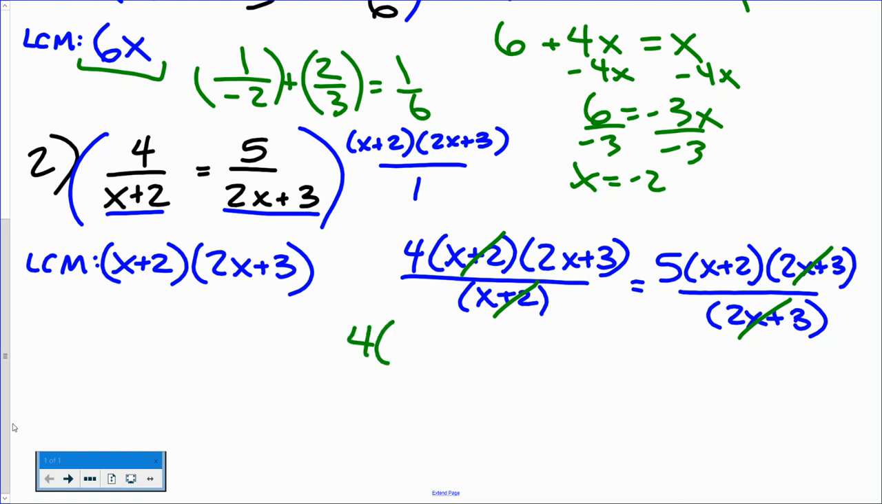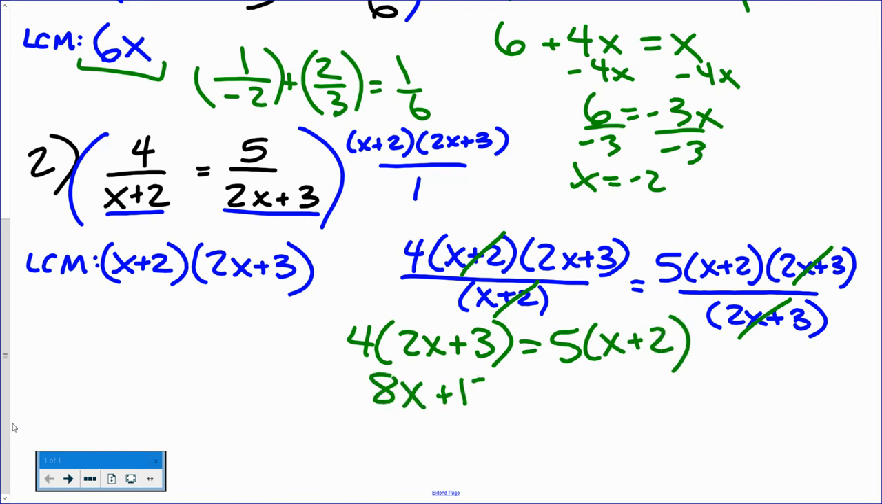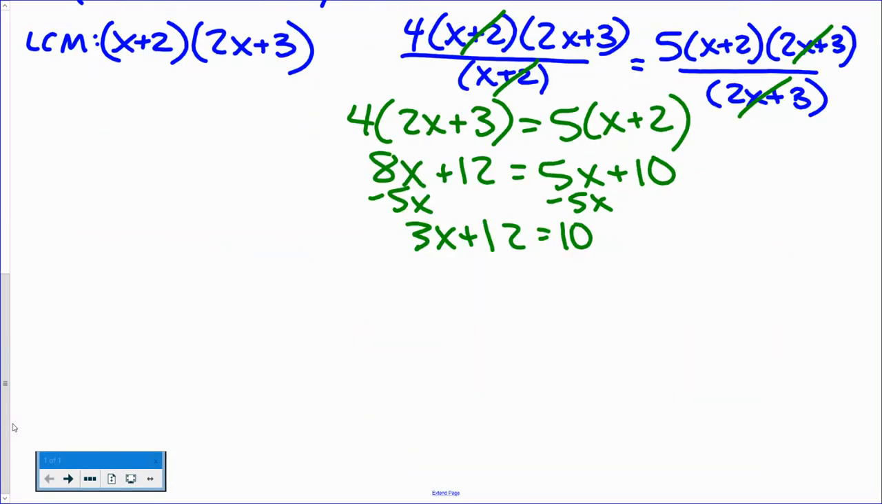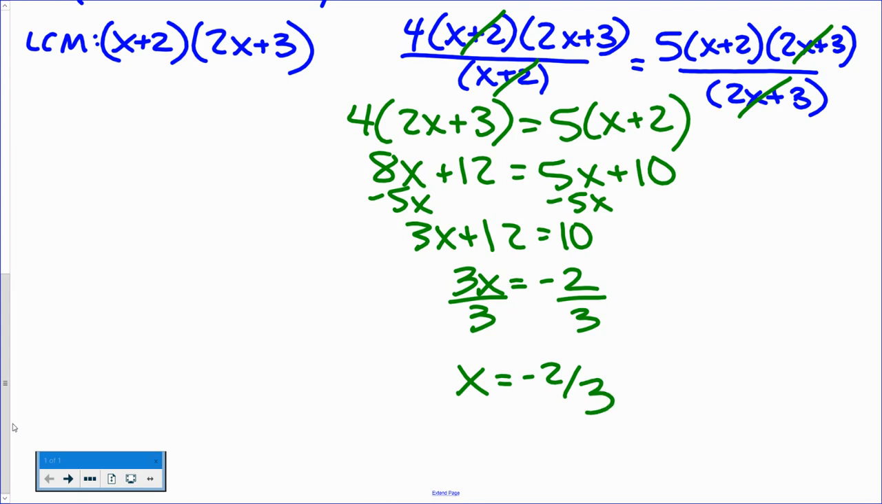I had to do it to both sides, otherwise I was not going to be able to balance that equation. So now I have 4 times (2x + 3) equals 5 times (x + 2). Distribute, so 8x + 12 equals 5x + 10. Get my x's on one side. So 3x + 12 would equal 10. Subtract 12 from both sides. 3x equals negative 2. Divide by 3. So x is negative 2/3.